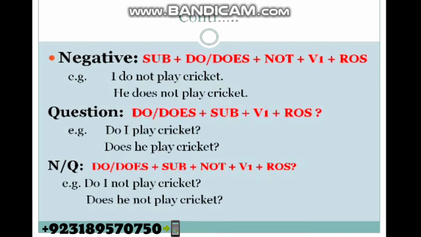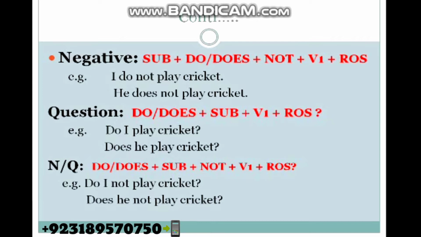Negative structure: subject plus do/does plus not plus verb first form plus ROS, which means rest of the sentence. Example: I don't play cricket. He does not play cricket. Do we use with I, we, you, they, and does we use with he, she, it, and with the singular noun.